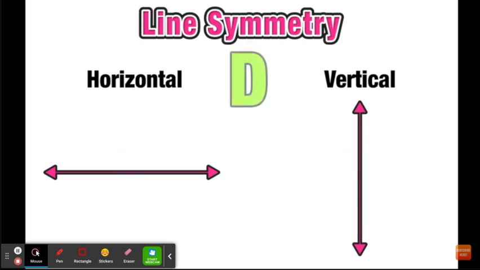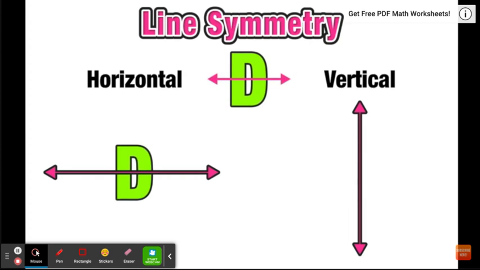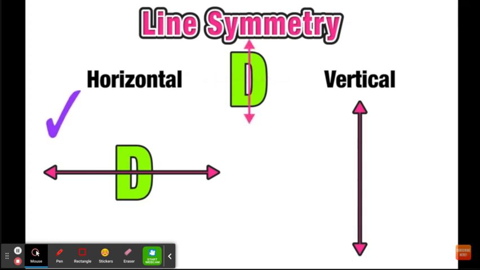Next we'll check out the letter D. So we'll start with horizontal line symmetry, draw that horizontal line, take the top image and reflect it over the line, seeing that this new image is still the letter D, so D does have horizontal line symmetry. So next we'll check for vertical line symmetry, draw that vertical line, take the half image on the left side of the line, reflect it over the right side of the line, and we see that this image does not look like the letter D, so we say it does not have vertical line symmetry.